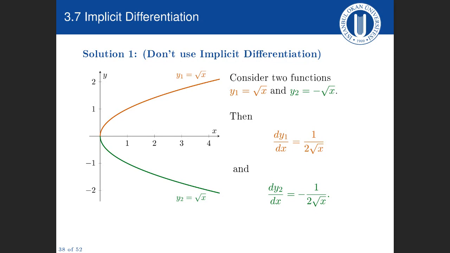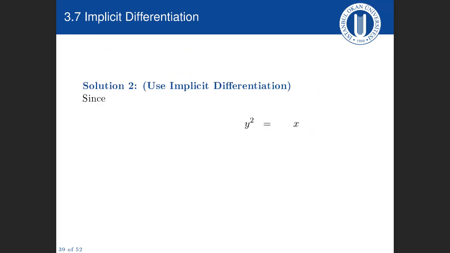Now let's solve this again, but this time I want to use implicit differentiation. And I'm going to show you the key step, the key idea in this section. We're going to start with our equation, y squared is equal to x, and we're going to differentiate both sides of this equation. If y squared is equal to x, then the derivative of y squared must be equal to the derivative of x. And that's it. That's the only new idea in this section.